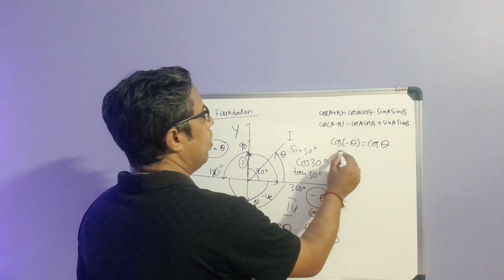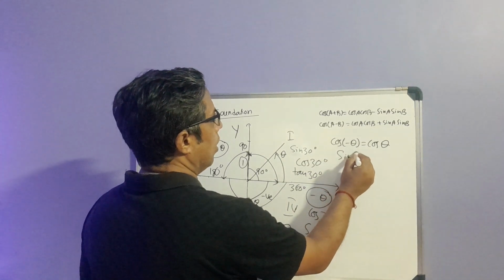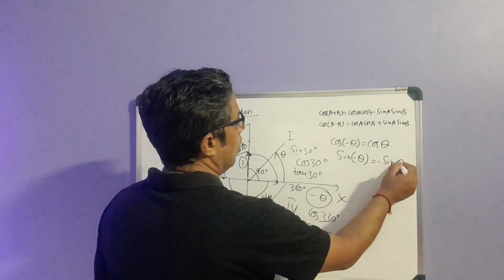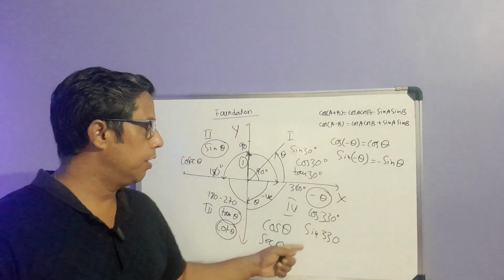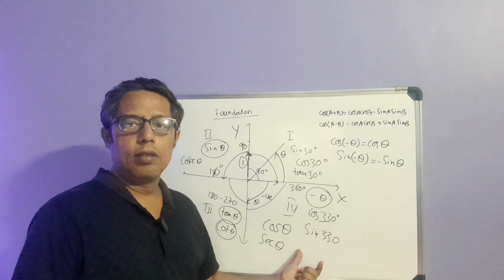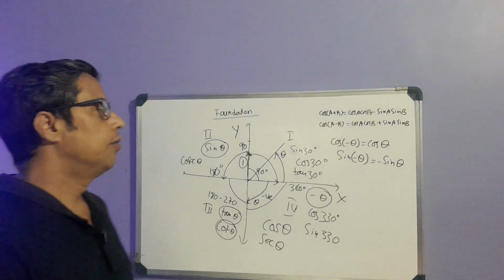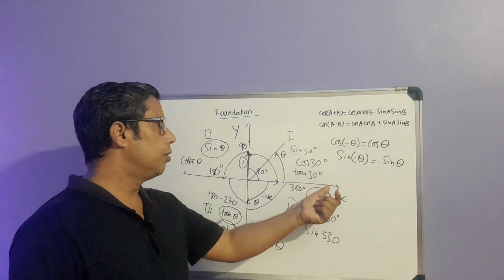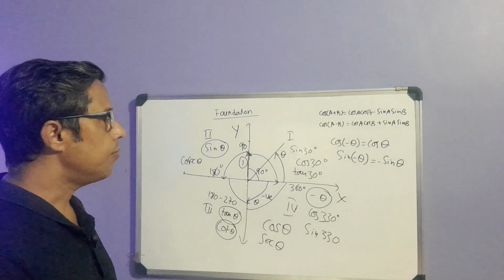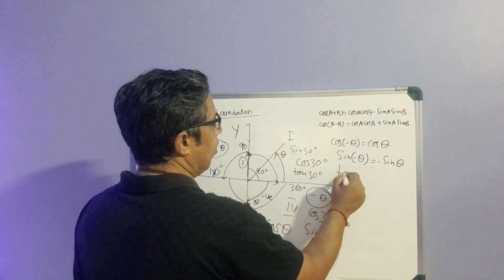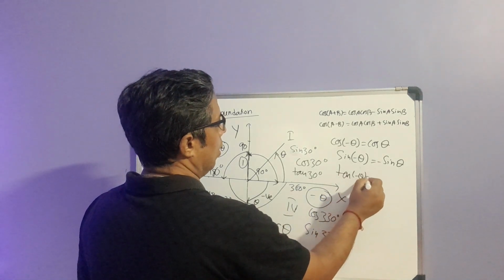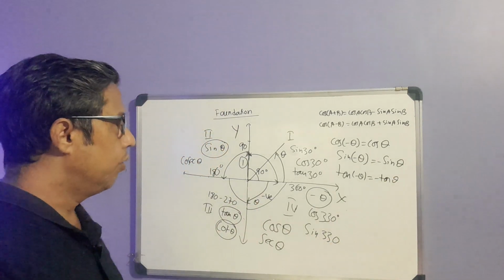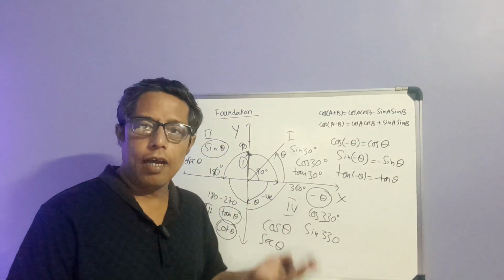Now, sine of minus theta will be minus sine theta, because sine of minus theta will be in the fourth quadrant, right? Definitely here I am considering theta to be between 0 and 90 degrees. Similarly, tan of minus theta will be minus tan theta. So these are the things which you can pick up from class 9.